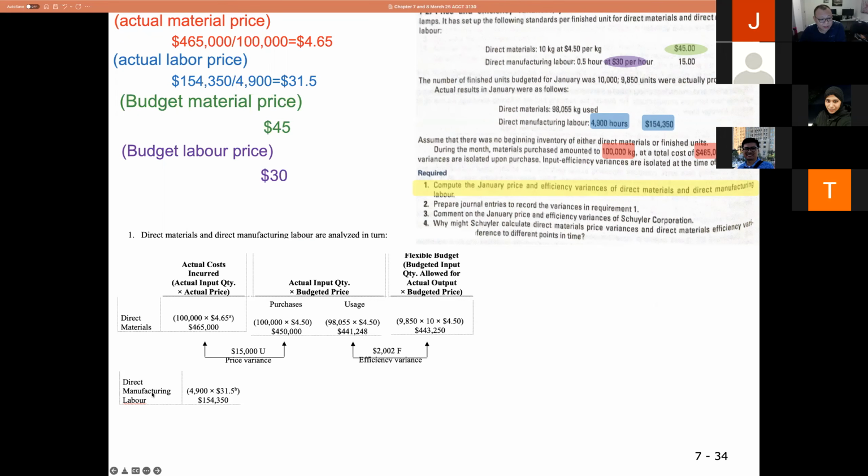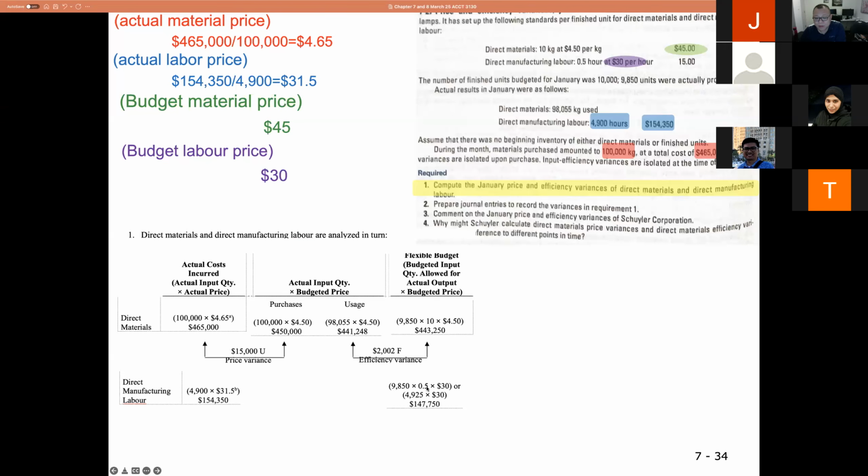And now let's do the direct labor, manufacturing labor. So I know the actual cost is this number, 154,350. This is given. And in this case, what is the flexible budget? I want to figure this out. Basically, I know each lamp will need 0.5 hours, and each hour is going to cost 30. So here, for the right column, flexible budget, I use the actual output.